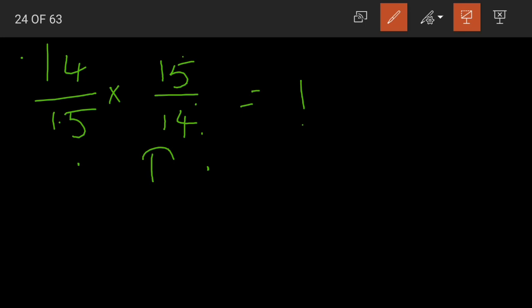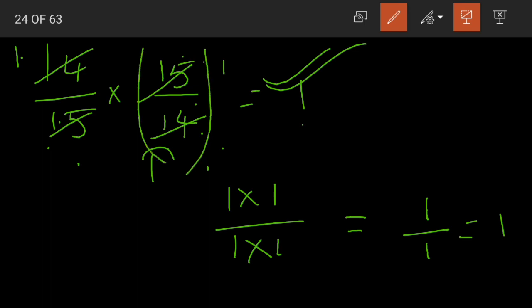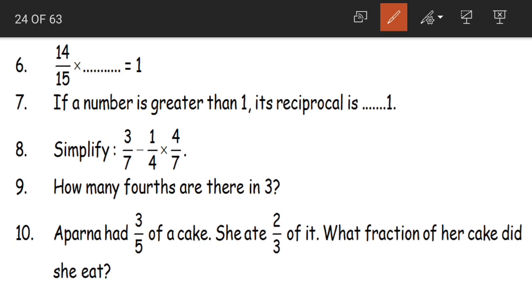Now let us check whether the product is equal to 1 or not. 15 ones are 15 and 14 ones are 14. In the numerator we are having 1 into 1, and in the denominator as well it is nothing but 1 into 1. So the answer is 1 by 1. That is nothing but 1. Yes, students, don't get terrified about what this multiplicative inverse is. Multiplicative inverse is nothing but the reciprocal we have learnt. Clear? So the answer is 15 by 14. 14 by 15 into 15 by 14 is equal to 1.